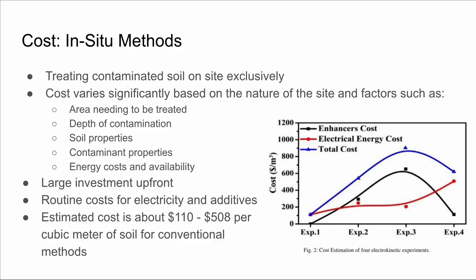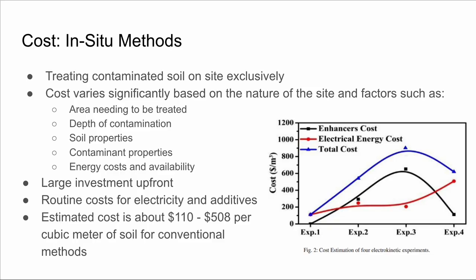So if you have contamination that reaches to a greater depth in your soil, that's something that will need to be taken into account in the electrode design. So you'll need to dig deeper wells, and you'll need to install electrodes deeper into the ground. So obviously that would be another point that raises your cost.